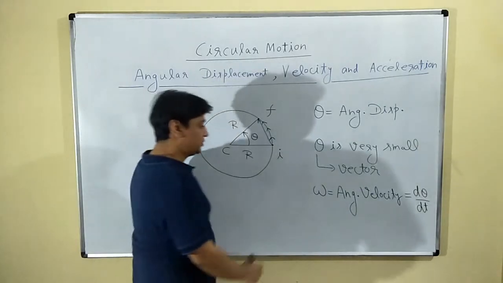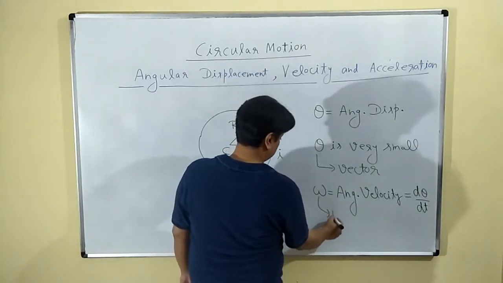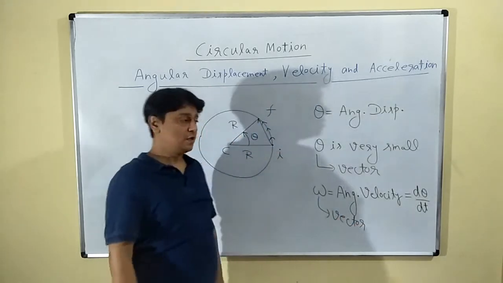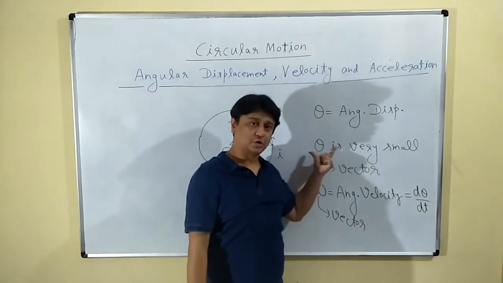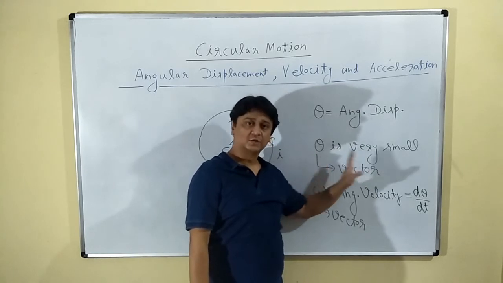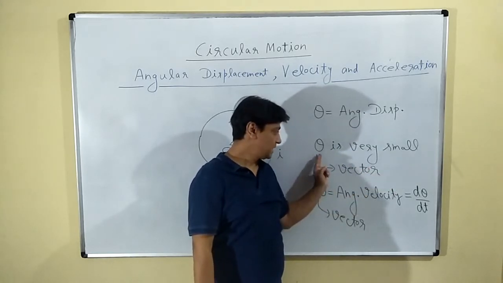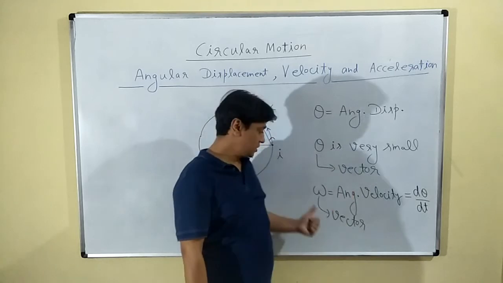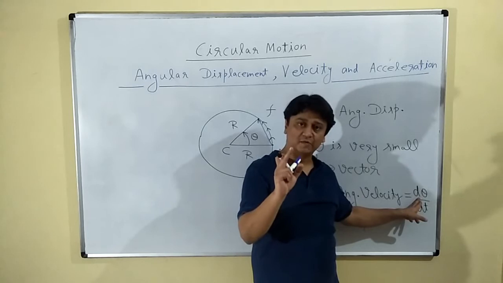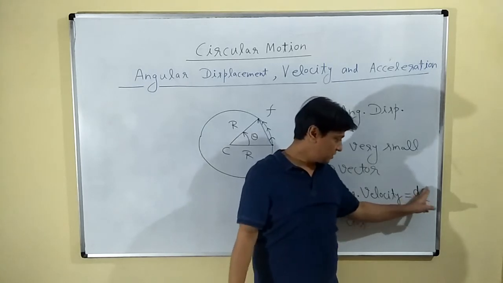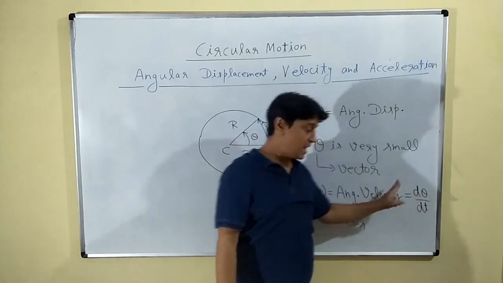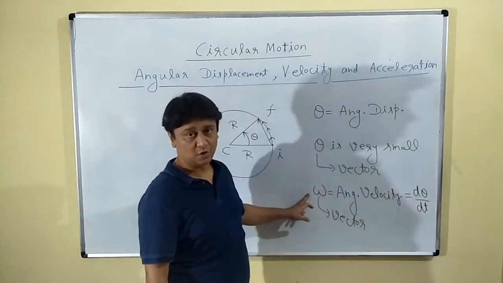Now, this omega is always a vector. Why? Because we have introduced a concept that if angular displacement is small, then it is a vector. Now, what is omega? D theta. What is d theta? Something which is very, very small, and therefore this d theta is a vector. If it's a vector, that means omega is also a vector.